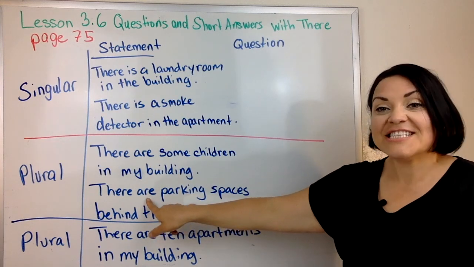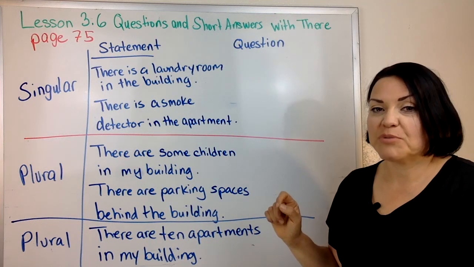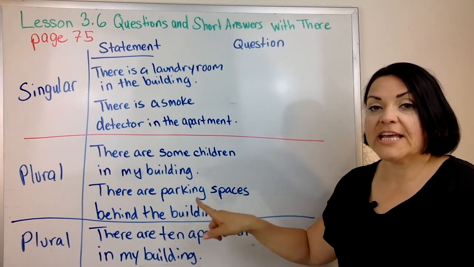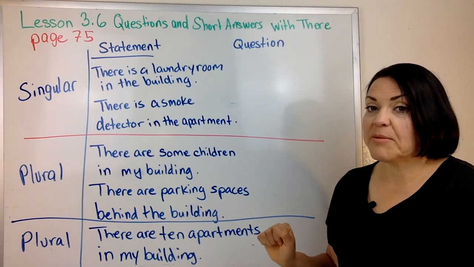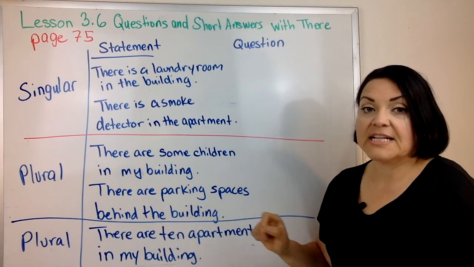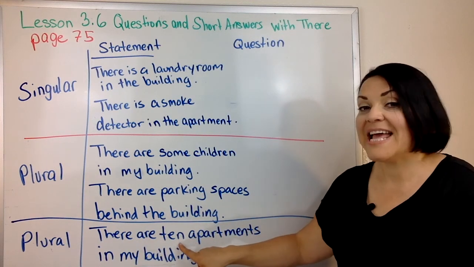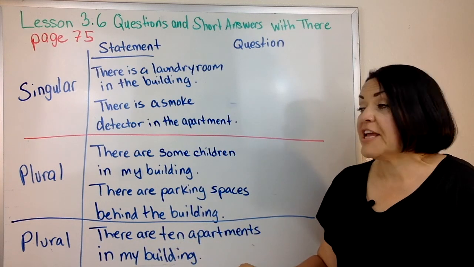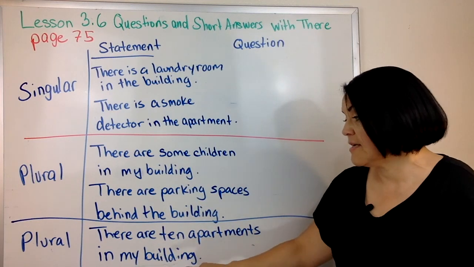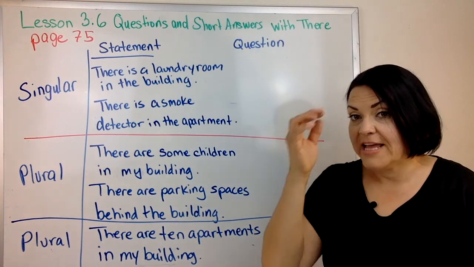So this is telling you it's plural. So right here, it's telling you it's plural. These words go together. Parking spaces. They're not separate. They must come together. Parking spaces. Behind the building. That's the location. The last plural one is there are 10. They could say some, there are some apartments in my building, but they're telling you a number. They're telling you how many, right?